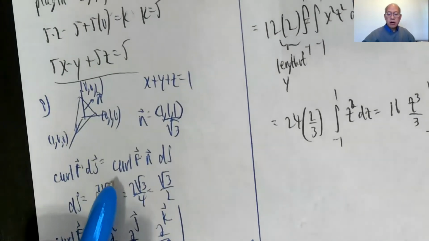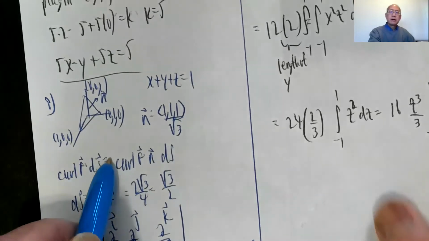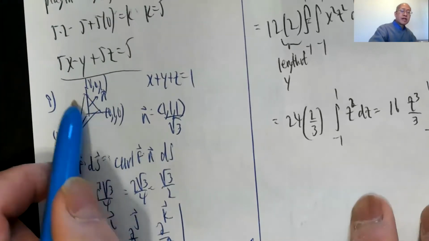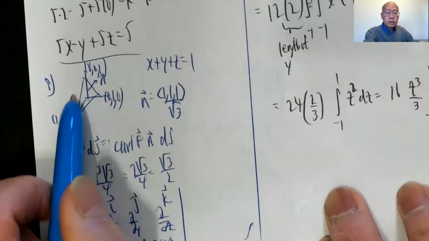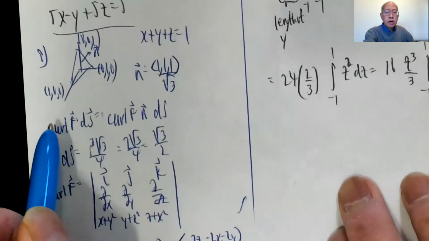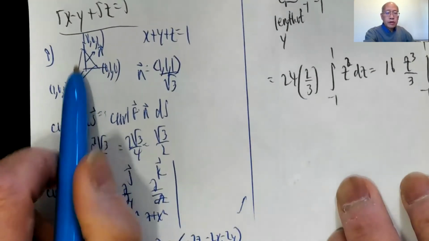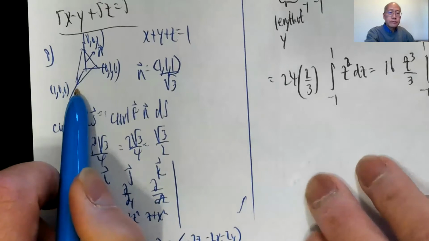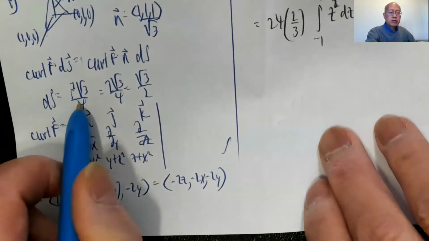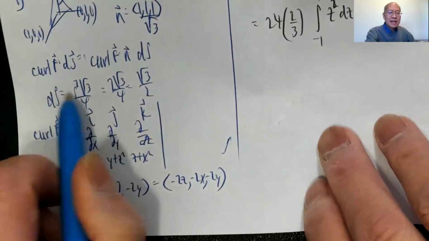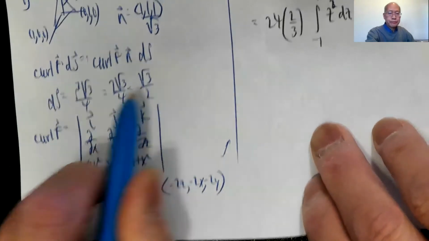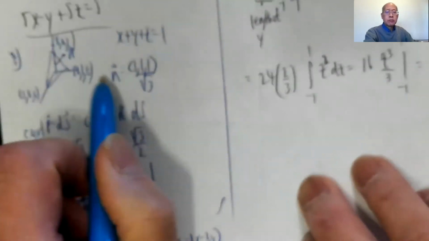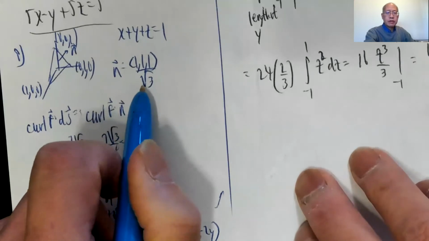Number 9, it does say orient it clockwise, which is opposite of positive, so I have to take a negative somewhere. Okay, so this is 1, 0, 0, 0, 1, 0, 0, 0, 1. Quick word, we have an equilateral triangle with each side length of radical 2. Formula for the area of an equilateral triangle is s squared radical 3 over 4. So dS is radical 2 squared, 2, radical 3 over 4, or radical 3 over 2. And the unit normal vector is 1, 1, 1 divided by radical 3.